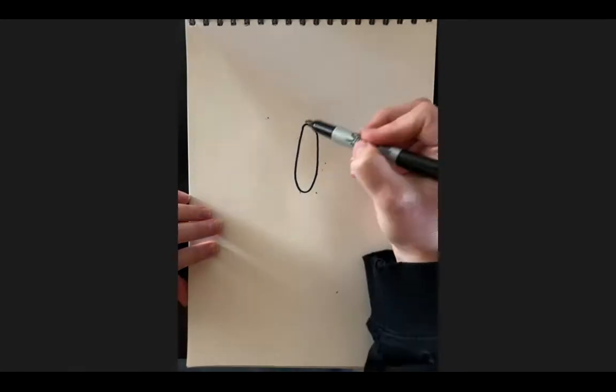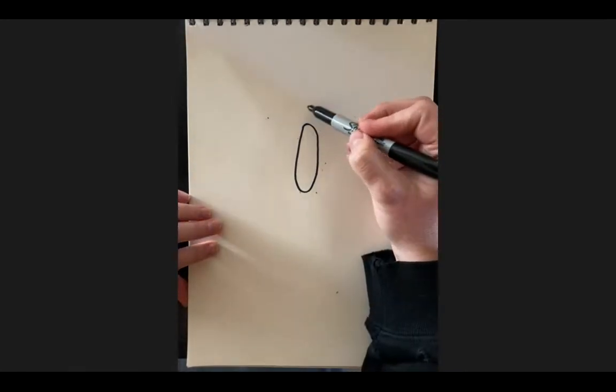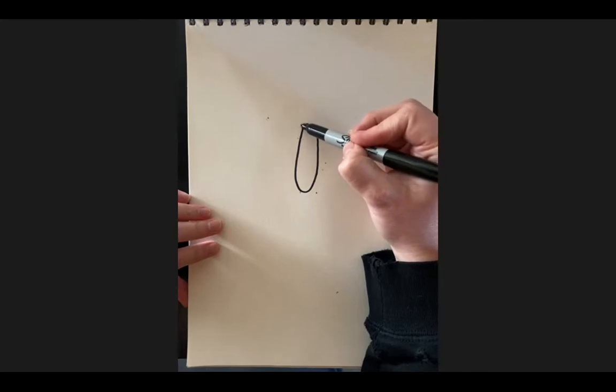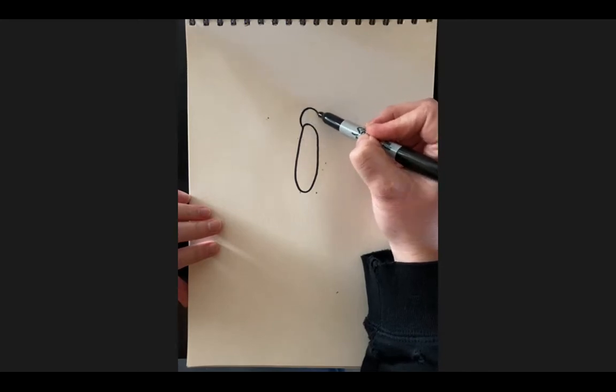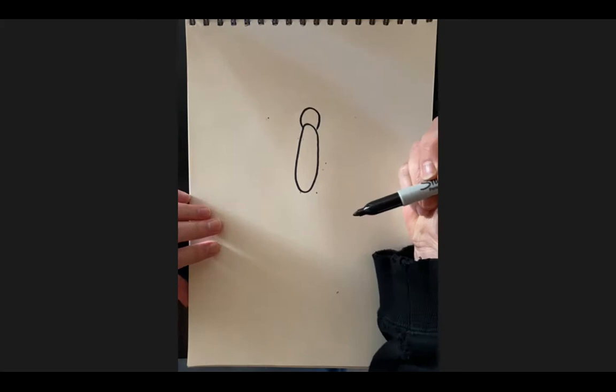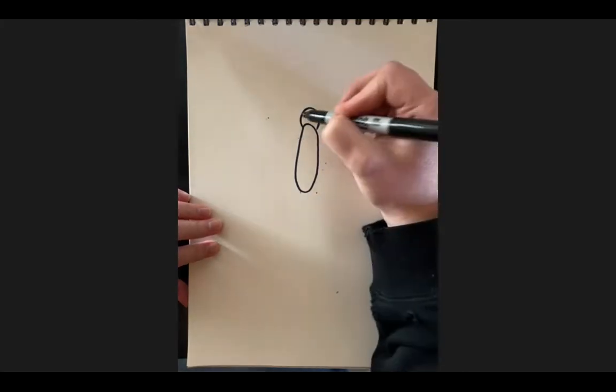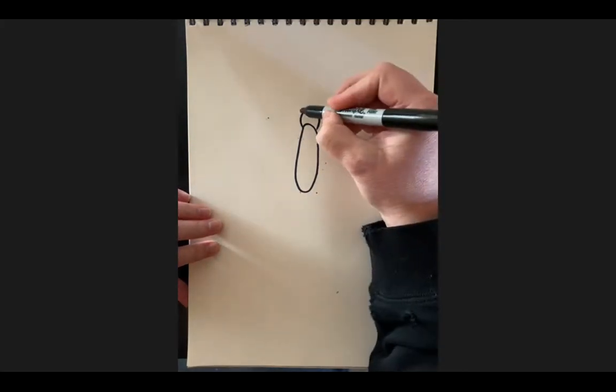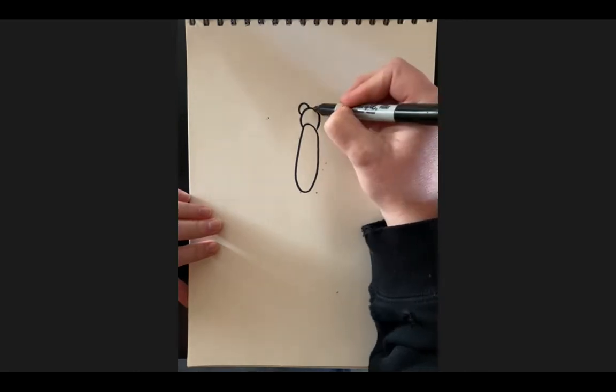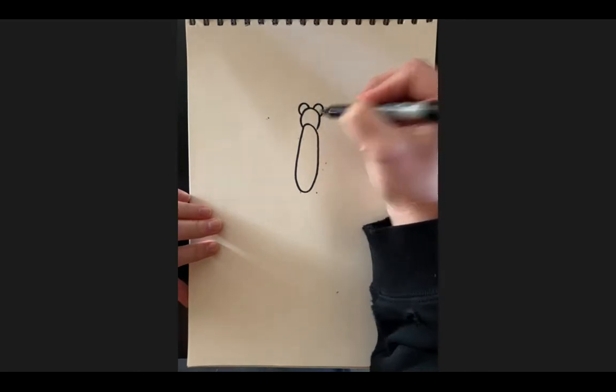All right, next I'm going to take an upside down letter U. Put it up on top, just like that. On top of the upside down letter U, I'm going to draw 2 more. 1, 2 upside down letter U's.